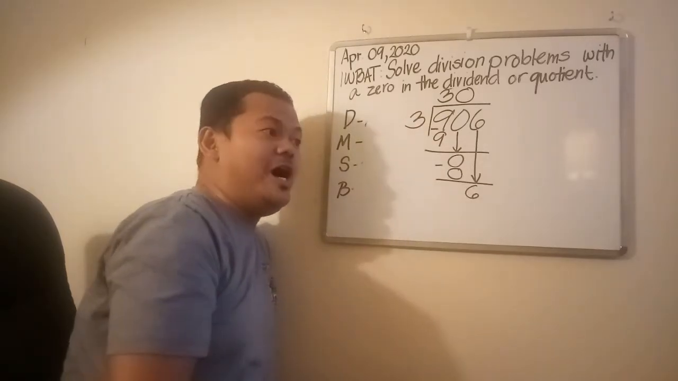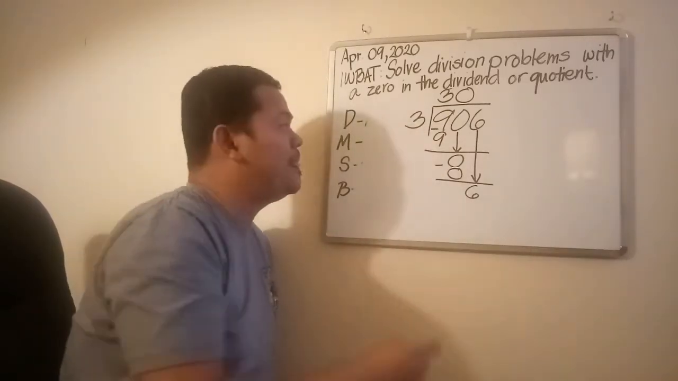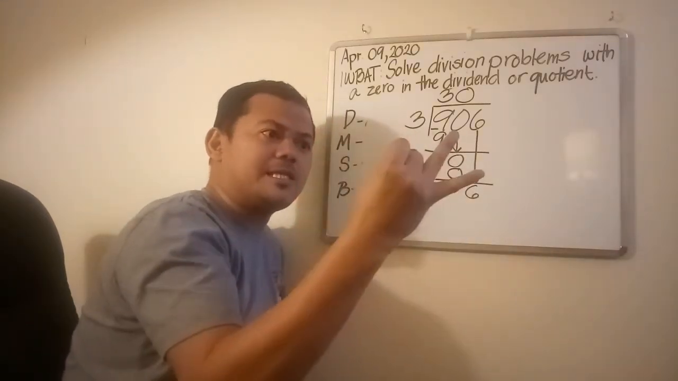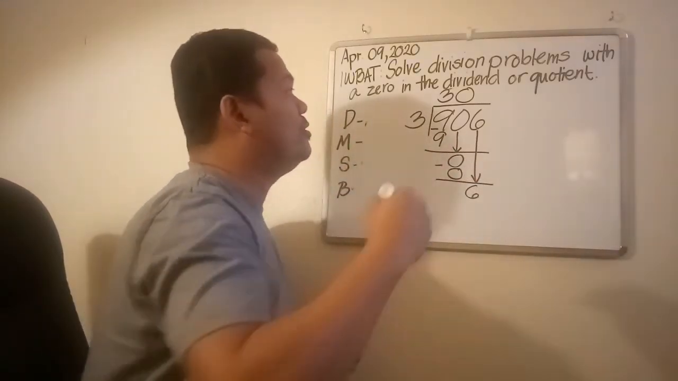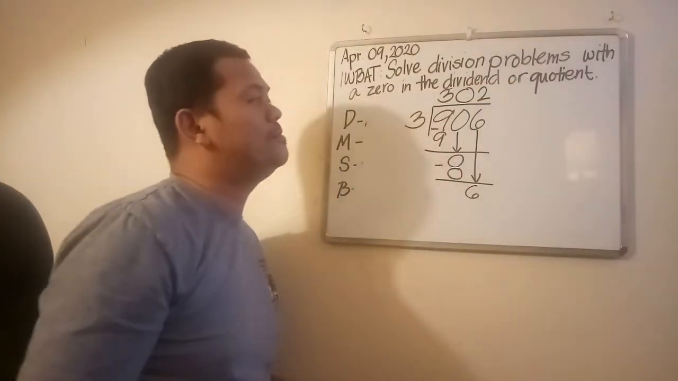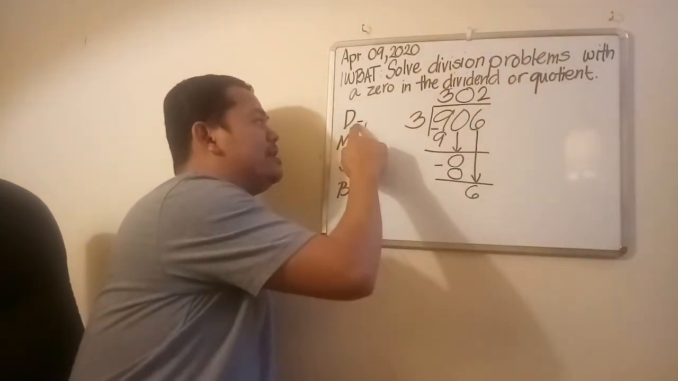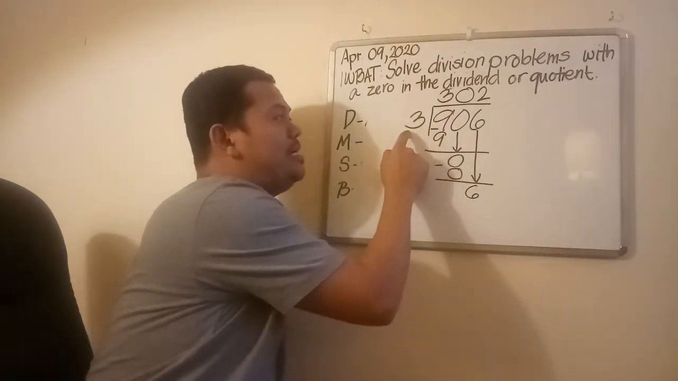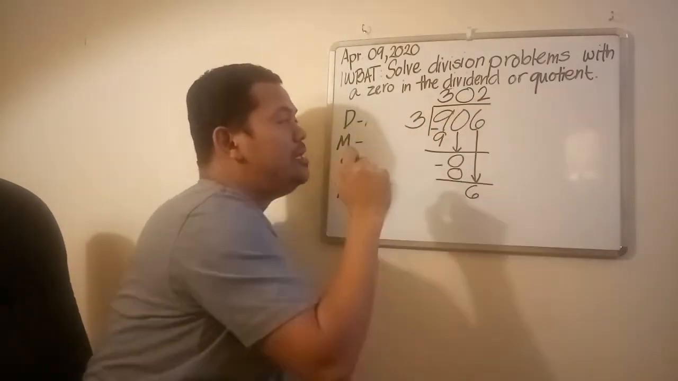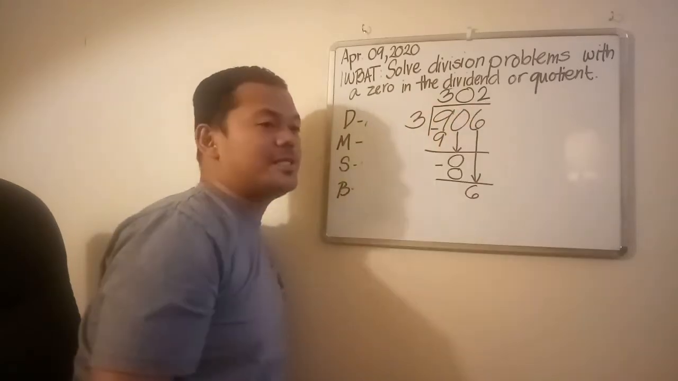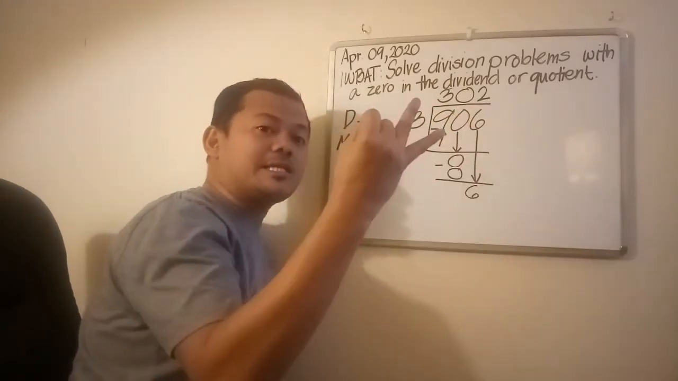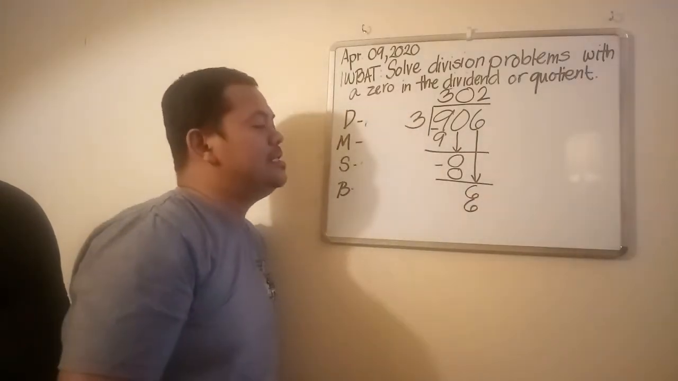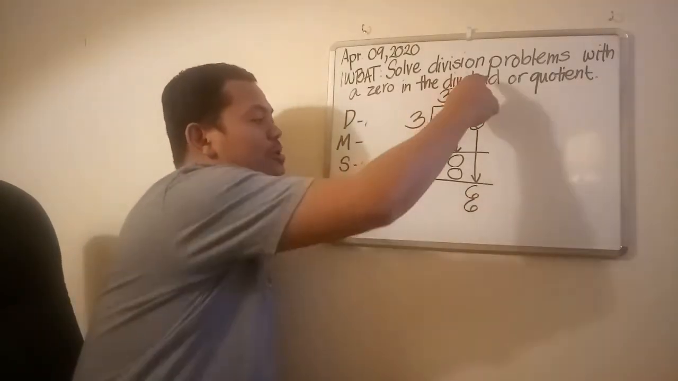Okay? Let's find out how many 3's are there in 6. Let's count by 3 to find 6. 3, 6. How much? There is 2. You're going to write here 2. Okay? After we divide, what's next? We multiply. So we are going to multiply 3 times 2. 3 times 2 is equal to how much? 3, 6. It's 6.